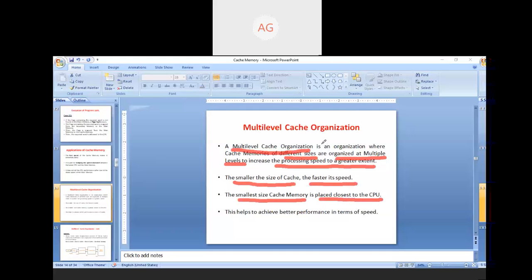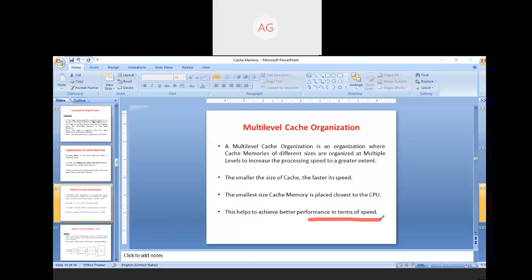These are some of the important points of multi-level cache, and we are going to discuss its diagram in the next slide. This helps to achieve better performance in terms of speed. So this is multi-level cache organization, and in the next slide we are going to discuss its diagram. Moving to the next slide.